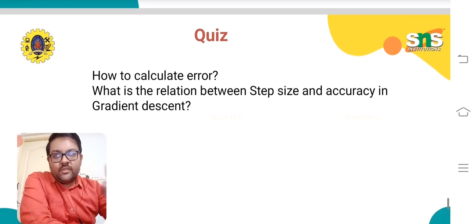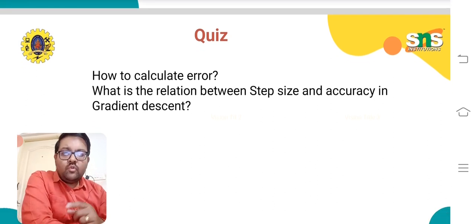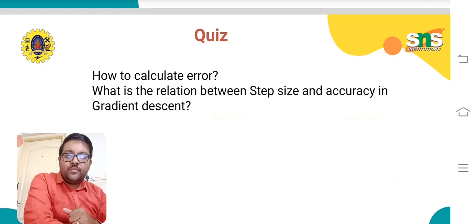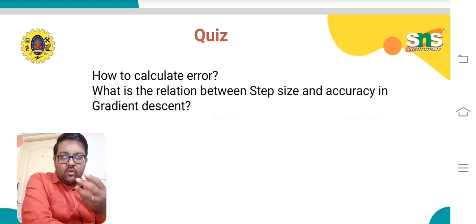Our next question: how to calculate error? Error is the difference between the expected outcome and the actual output.